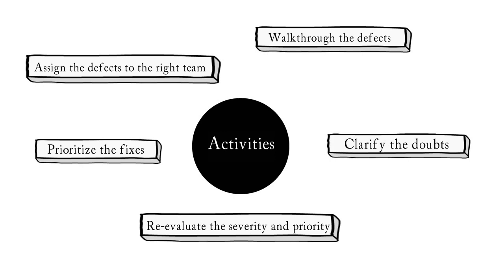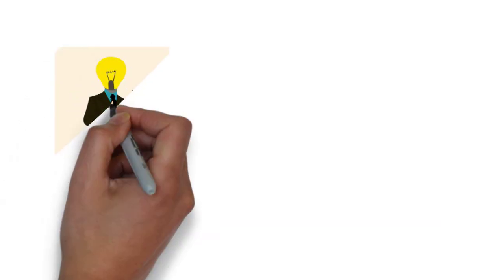These are the activities in a defect triage meeting. It starts with walking through the defect. The next one is clarifying the doubts. The third activity is re-evaluating the severity and priority of the defect. The fourth activity is prioritizing the fixes. The final activity is assigning the defects to the right team.